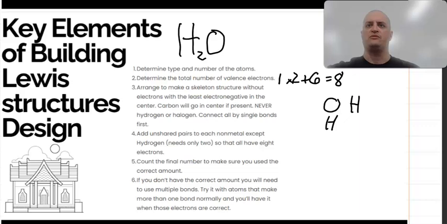Next, we need to add unshared pairs to each nonmetal, because we need to first connect with single bonds. So this is a shared pair of electrons. Okay. Hydrogen only needs 2, so they make their 1 bond and are fine. Oxygen needs 8 total electrons in order to be stable. It currently has 4 shared, and so we're going to give it 4 unshared as well.